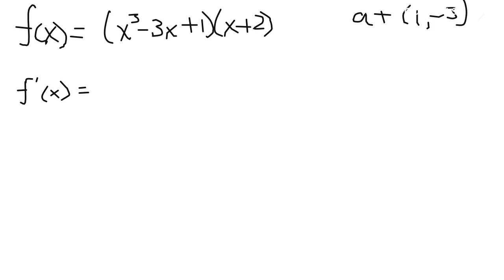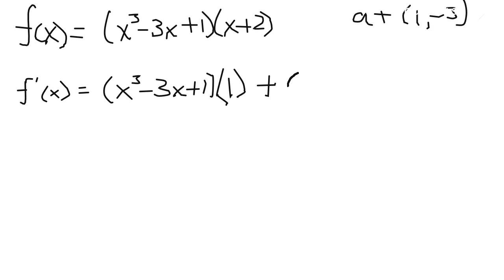The derivative of a product, we said, is the first. So the first function that's getting multiplied is x cubed minus 3x plus 1 times the derivative of the second. Well, what's the derivative of x plus 2? It's the same as the derivative of x. It's the slope of this function, x plus 2, which is just 1, plus the second, x plus 2, times the derivative of the first. Well, the derivative of the first is 3x squared minus 3.